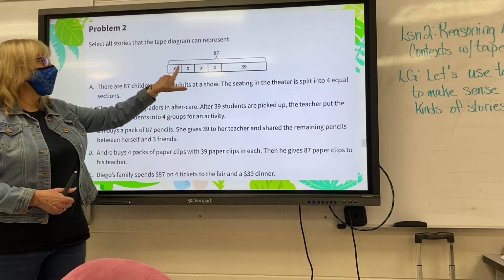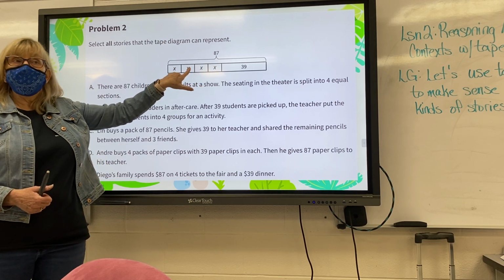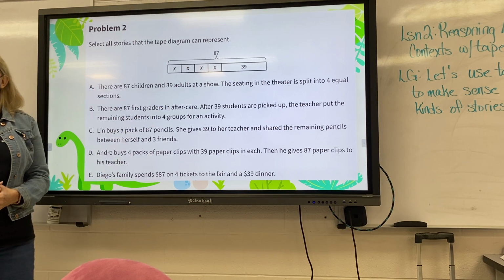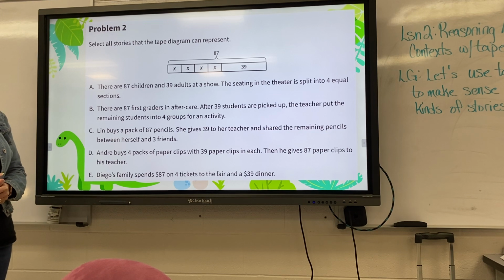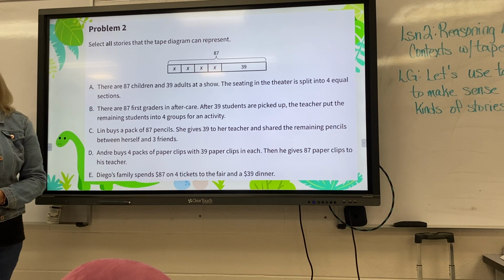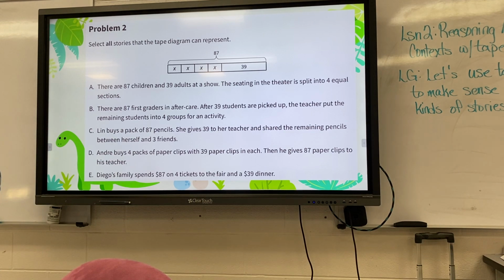Okay, are these all the same? Are these going to be the same number? Yes, that's why they're equal in size and they all have an X inside them. All right? So let's see what works. There are 87 children and 39 adults at the show. The seating in the theater is split into 4 equal sections. Would that work? Is that a picture of that? No, it's not. Why not, Caitlin? Because there's 39 and that's not equal to the 4 equal parts. Okay. Makes sense what she's saying.